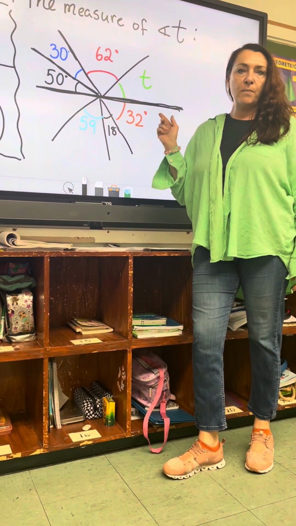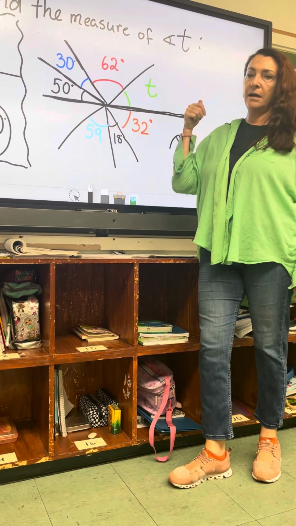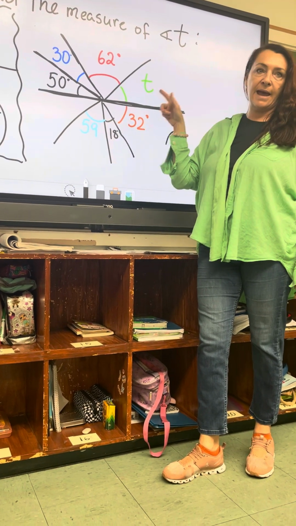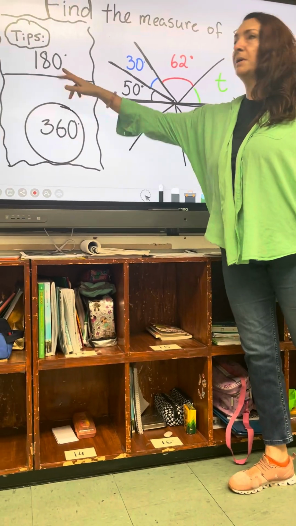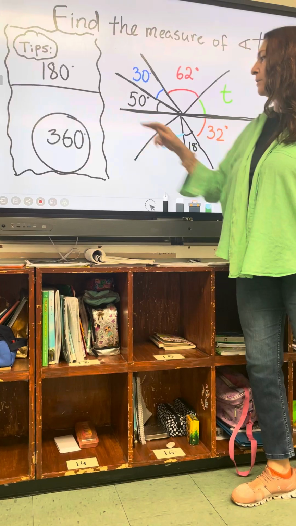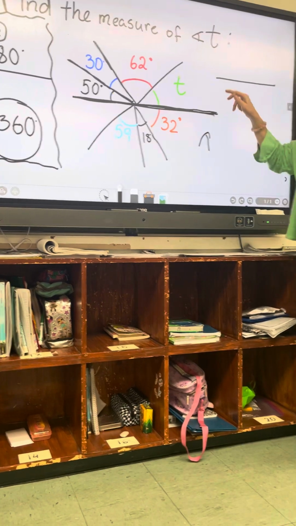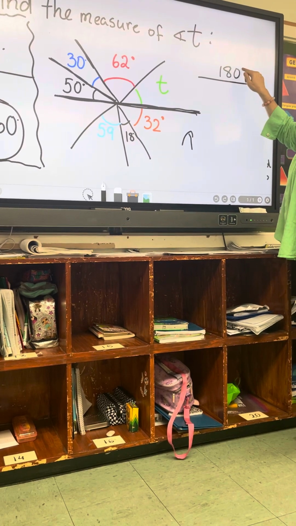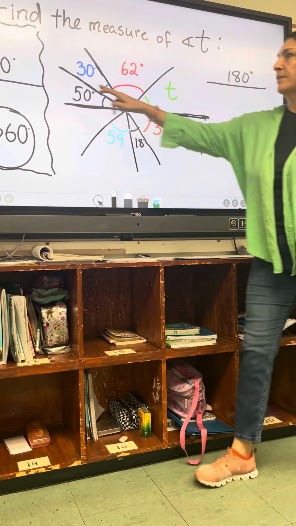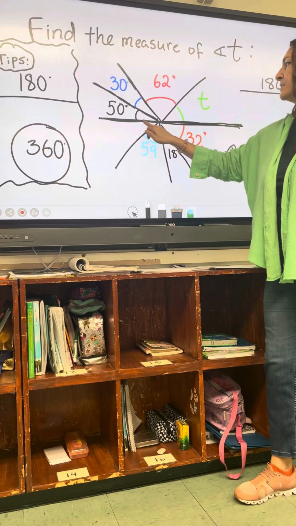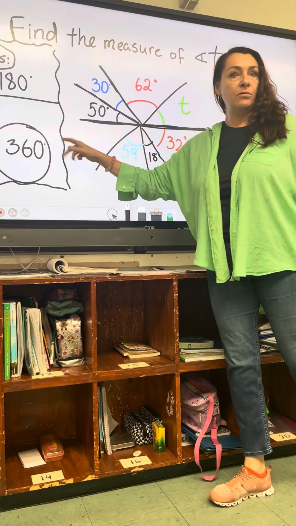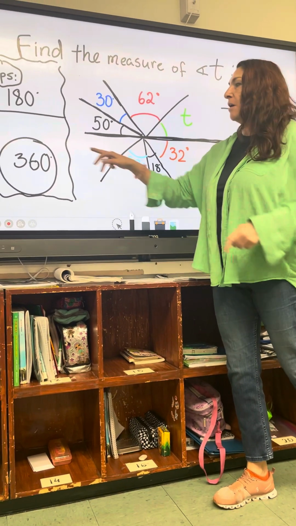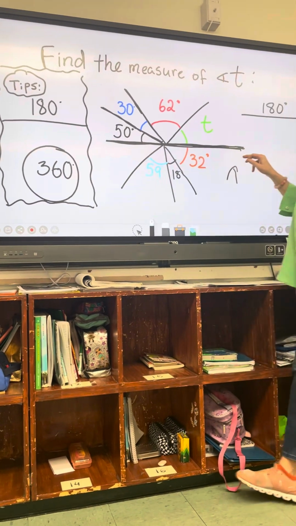We're gonna do geometry today and finding the measure of a missing angle. So we have a couple of tips. First of all, tip number one: a straight angle, which is a straight line, is equal to 180 degrees, right? So that's my tip. And which one is a straight angle over here? This one. Number two, the circumference of a circle is equal to 360 degrees.